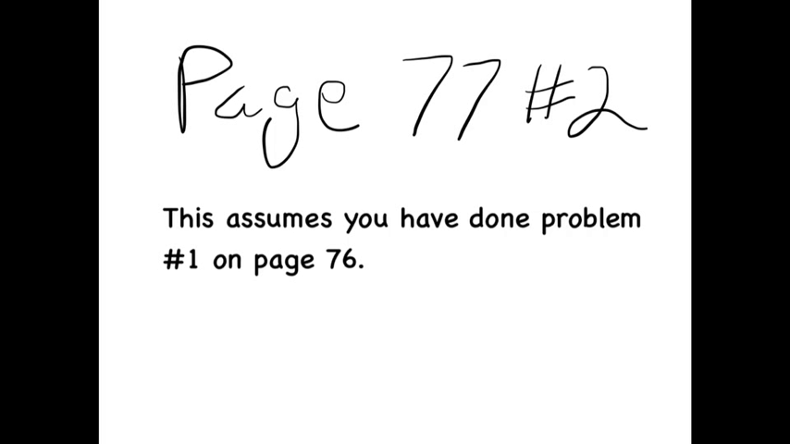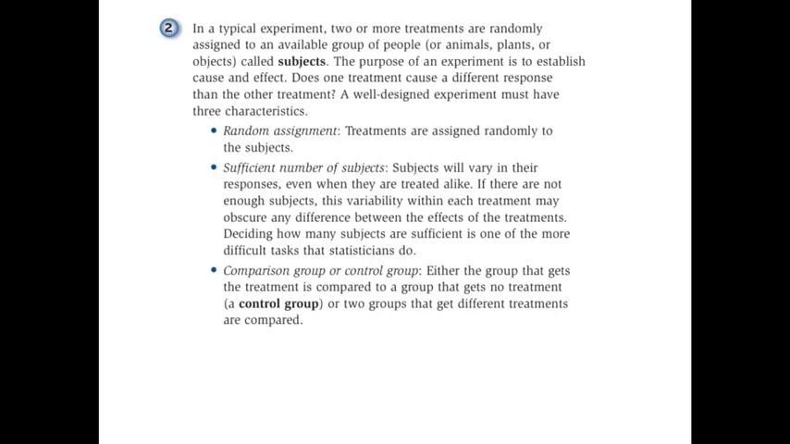This is on page 77, problem number 2. We are assuming that you have done problem number 1 on page 76. But we're going to reference that problem, so if you haven't seen that one, don't worry. Problem number 2 on page 77 talks about, in a typical experiment, 2 or more treatments are randomly assigned to an available group of people, or animals, or plants, or objects, or whatever else. One of the key words here, by the way, is randomly.